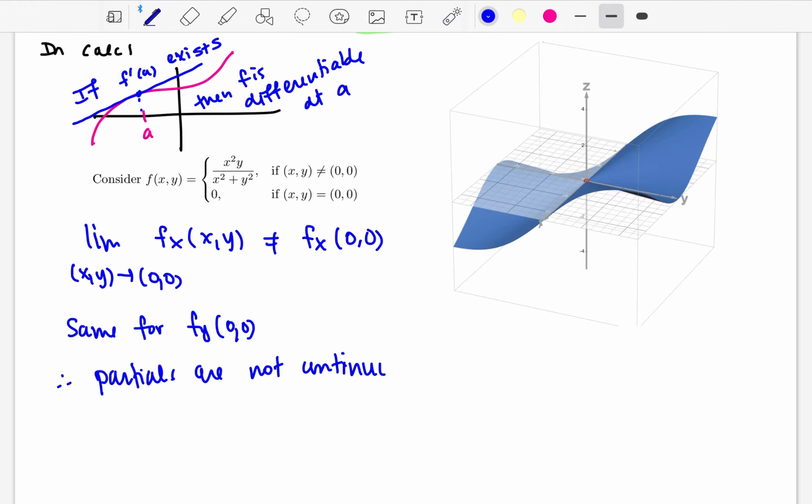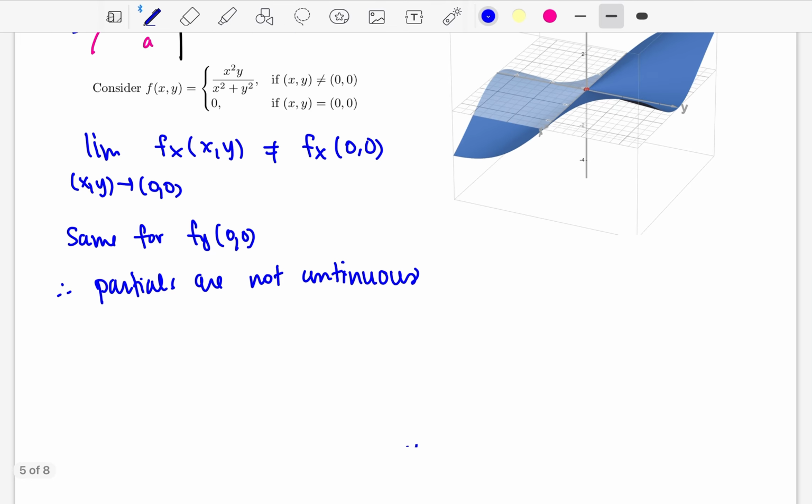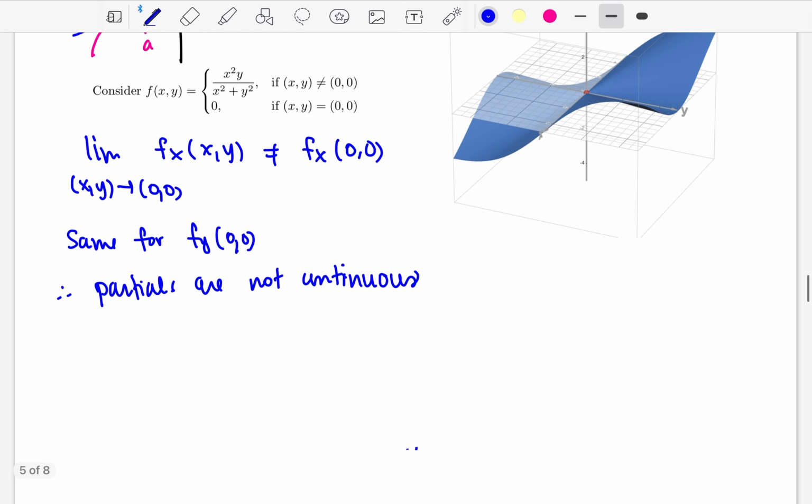Now, if they're not continuous, I'm going to show you what happens in this case. Knowing that the partials are not continuous, what happens is that we're going to get a bad approximation. So let me show you what I mean. Okay, so let's find, under these circumstances, the equation of the tangent plane, okay? Now what do we need?